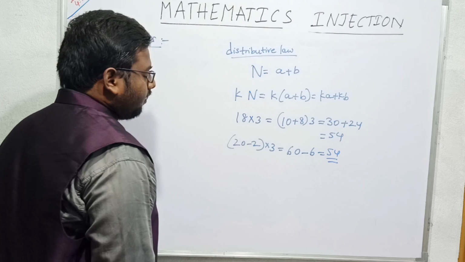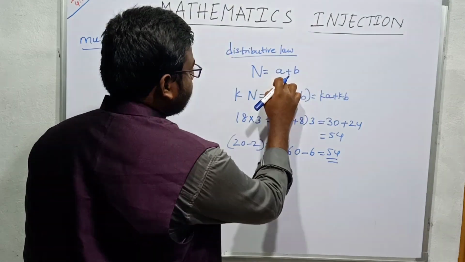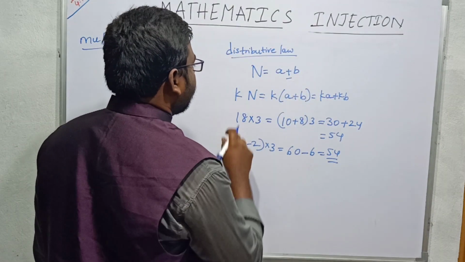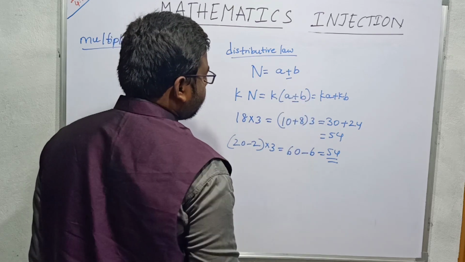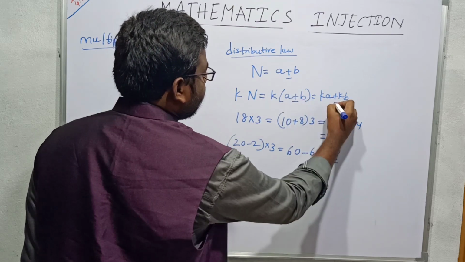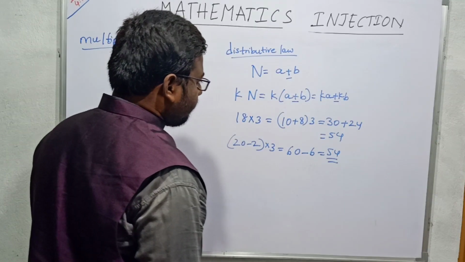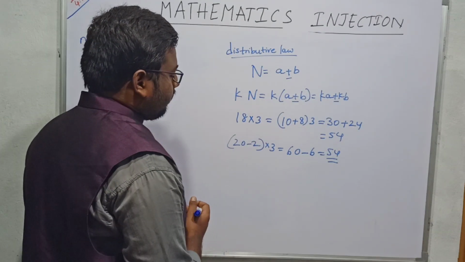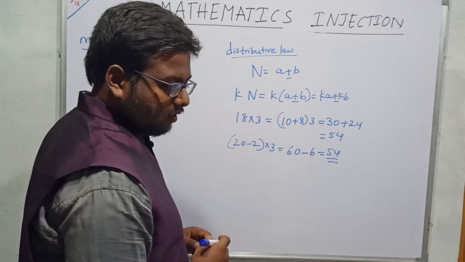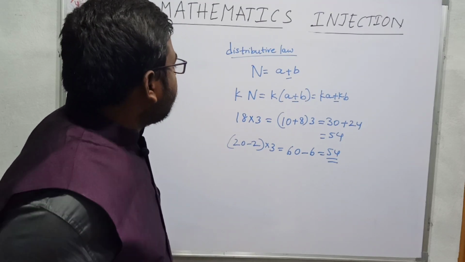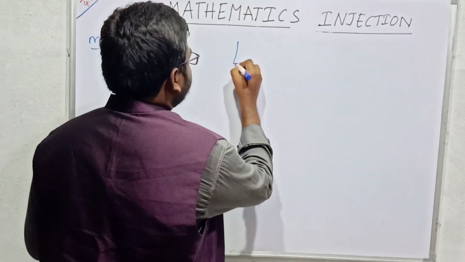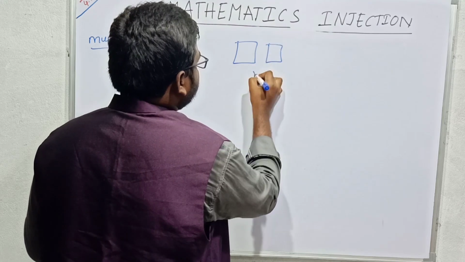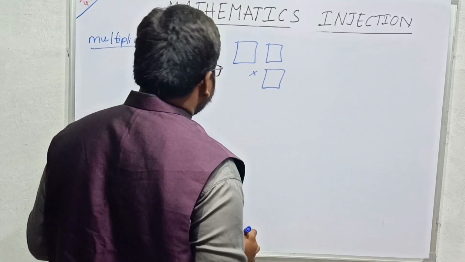So I can say now if n is equal to a minus b, then I can write kn as ka minus kb. K into a minus b equals ka minus kb. So this is the distributive law. We are going to apply this in our method to calculate the case of multiplying a 2-digit number with a single-digit number.